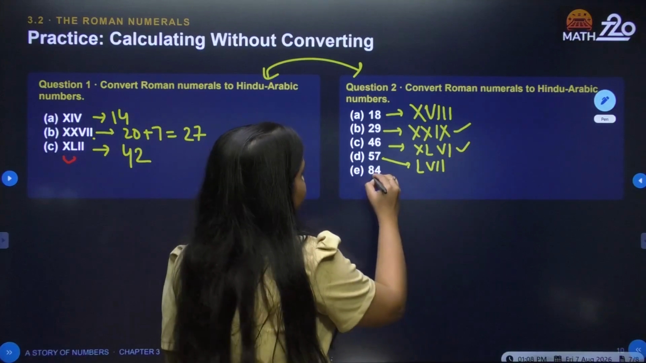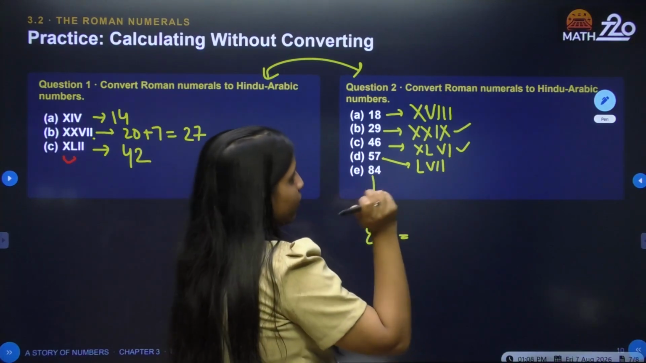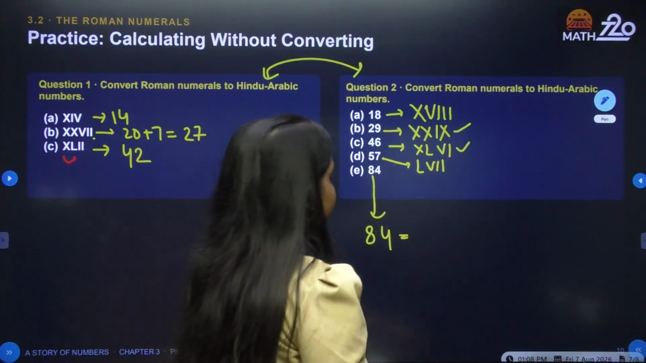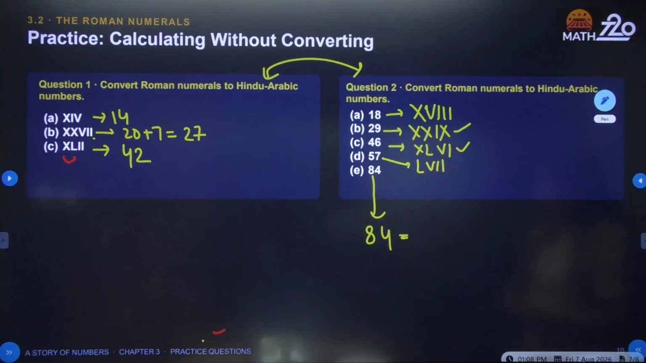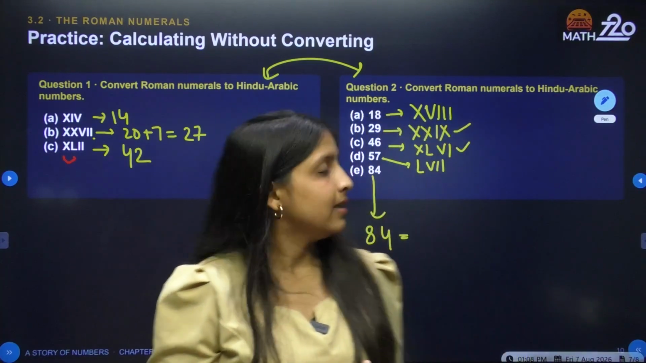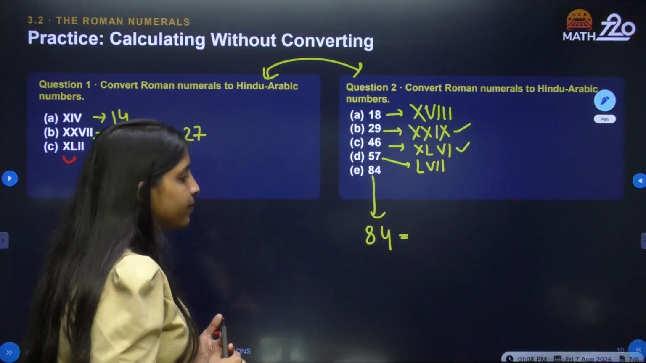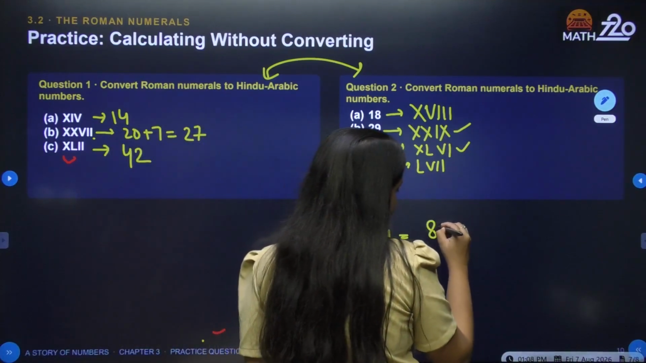Okay. After this, the last number is 84. Try to write the Roman numeral of 84 in the next 30 seconds. Yes guys, are you getting the answer now? See, 84 means 80 plus 4.